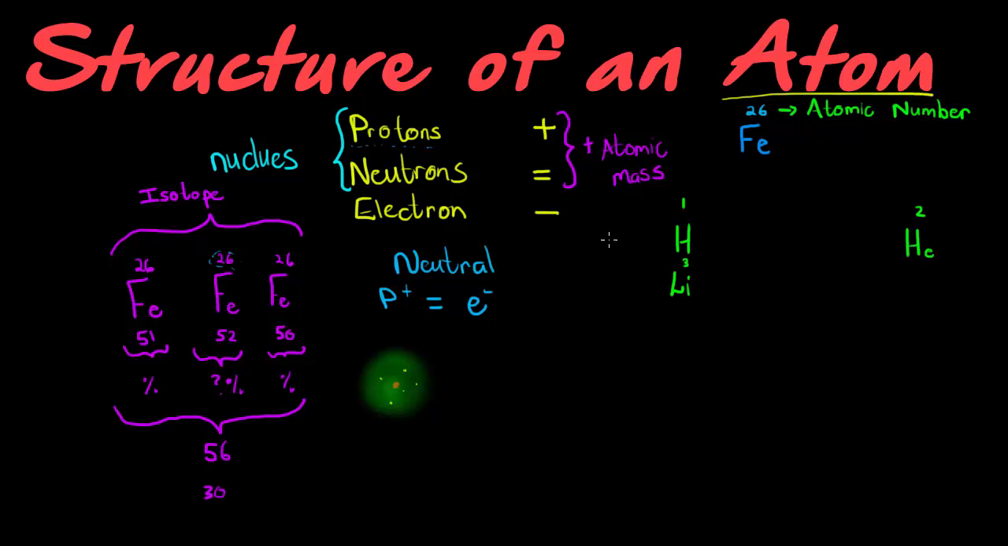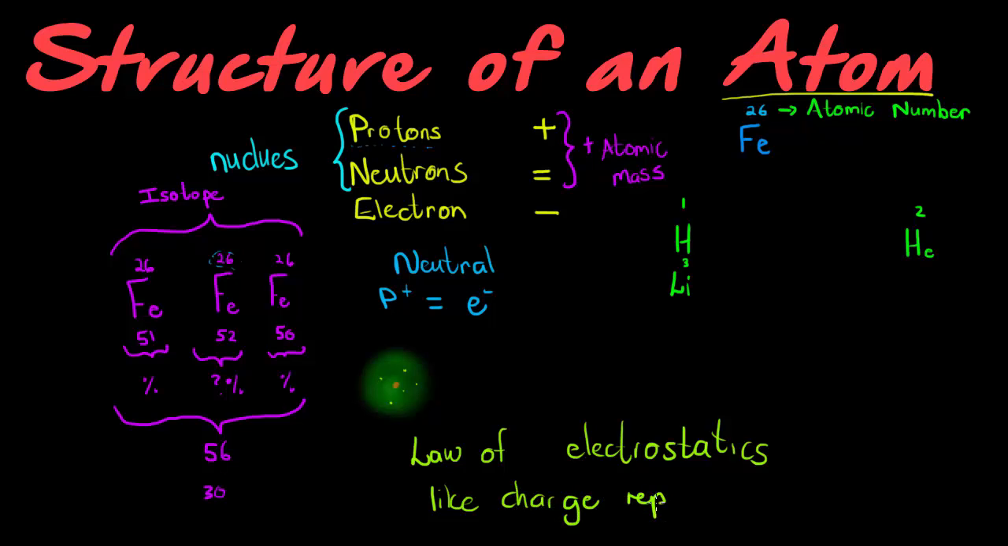Because the law of electrostatics, the most basic law of electrostatics, tells us that like charges repel. In other words, a proton will repel other protons, and opposite charges attract. So in other words, a positive charge will be attracted by a negative charge.